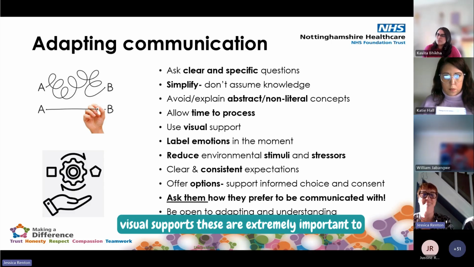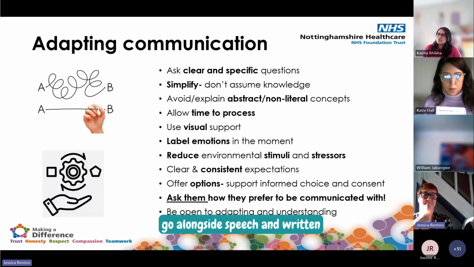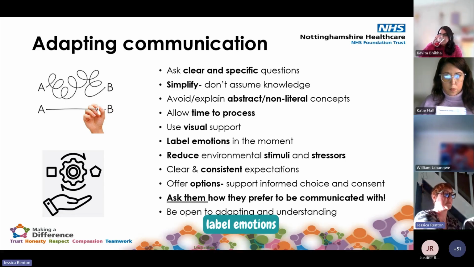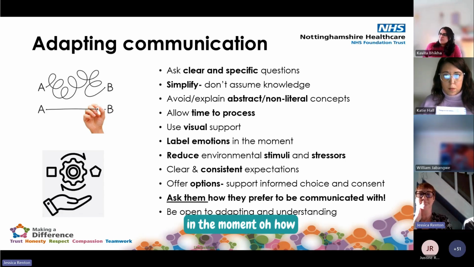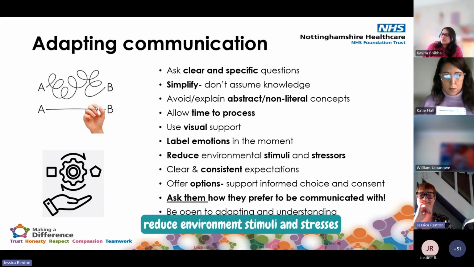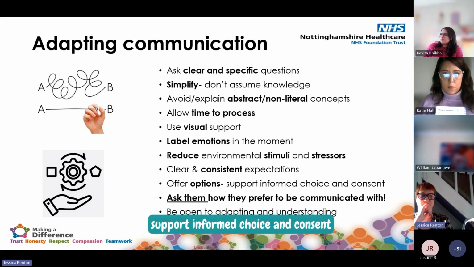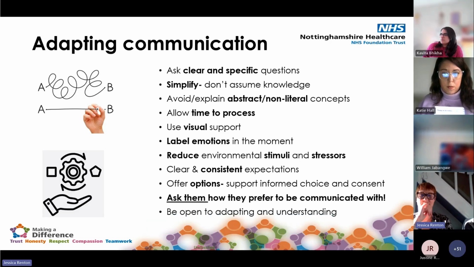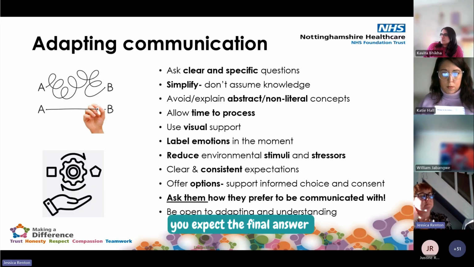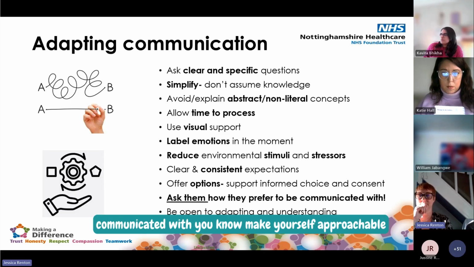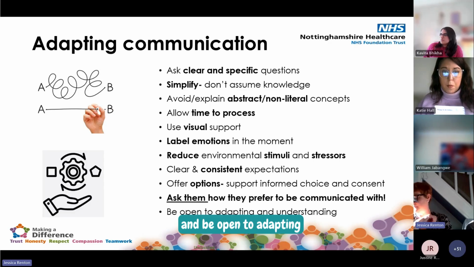Again, use visual supports. These are extremely important to go alongside speech and written information. Emotions: label emotions in the moment. Reduce environment stimuli and stressors. Clear and consistent expectations. Offer options. Support informed choice and consent. Do this before you expect the final answer. Ask people how they would actually prefer to be communicated with, make yourself approachable, and be open to adapting and understanding.